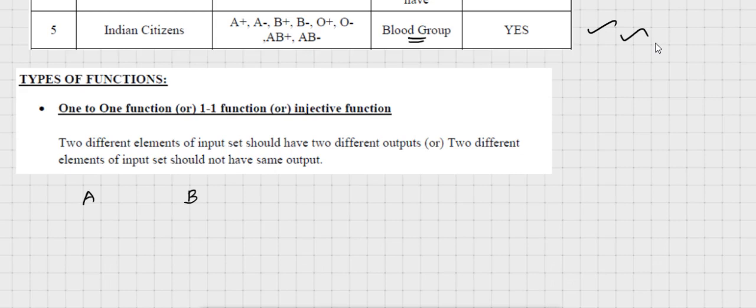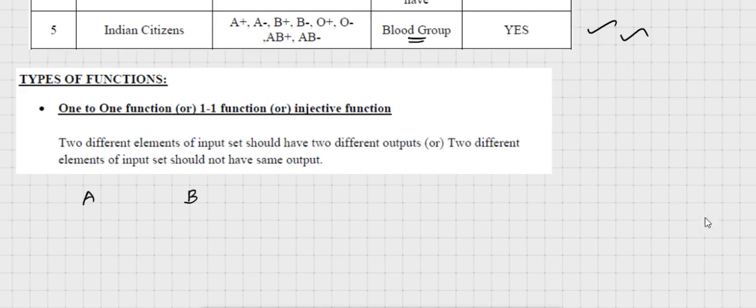Two different elements should have two different outputs. That is the condition. Whereas here, many citizens can have blood group O positive. Many citizens will have blood group O negative. Many citizens will have blood group A positive, like that, right? So this is not an example for a one-to-one function.